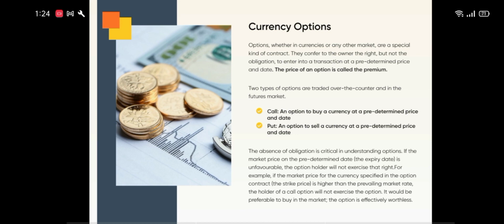The absence of obligation is critical in understanding options. If the market price on the predetermined date, the expiry date, is unfavorable, the option holder will not exercise that right. For example, if the market price for the currency specified in the option contract, the strike price, is higher than the prevailing market rate, the holder of a call option will not exercise the option. It would be preferable to buy in the market. The option is effectively worthless.